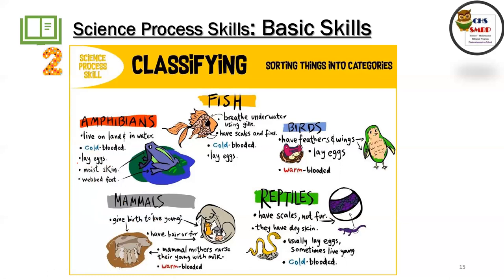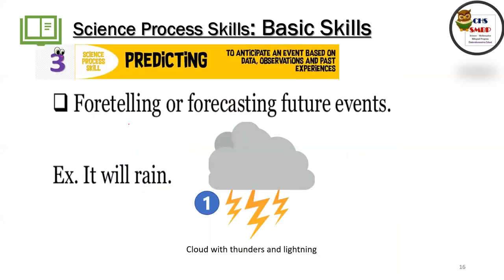So classification or classifying is a great science process skill. Now, if you think about predicting, number three: predicting is to anticipate an event based on data, observations, and past experiences. How to say that? It's kind of like foretelling. So you can say something about the future. So foretelling or forecasting, that's called predicting.